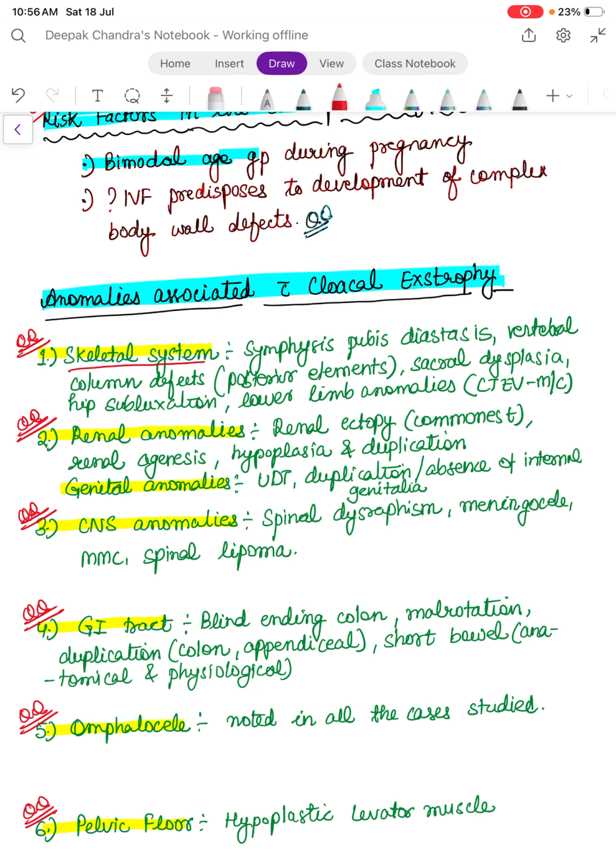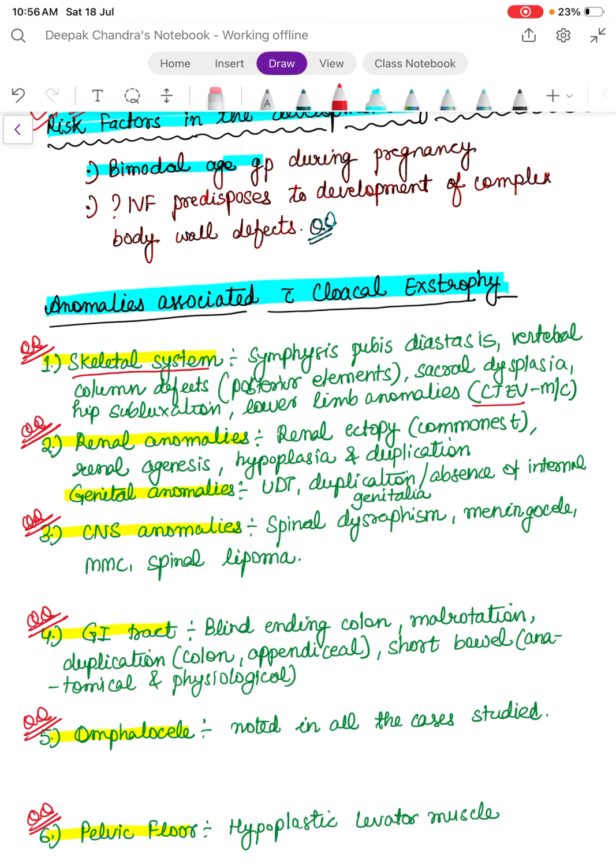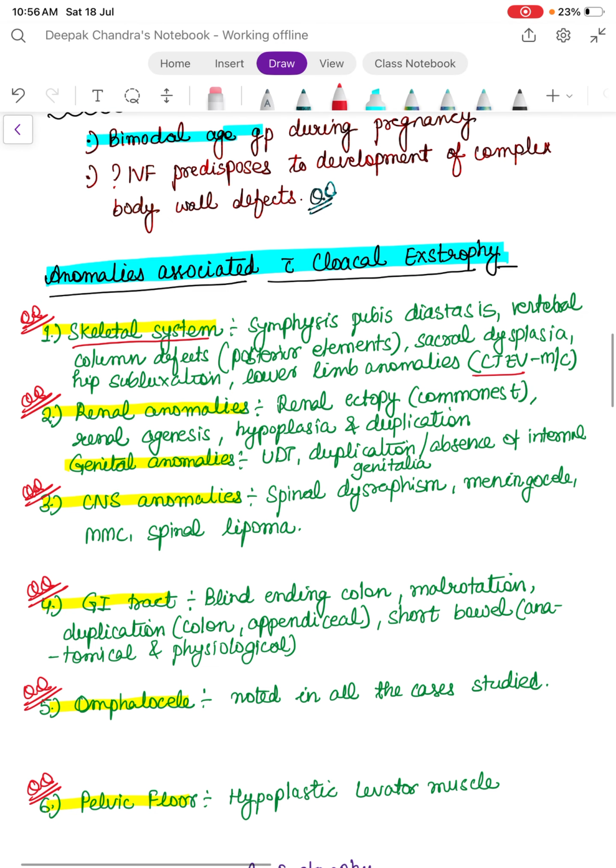And also lower limb anomalies, the commonest one among these is CTEV. Then the renal anomalies: renal ectopia is the commonest anomaly, followed by agenesis. The chances of renal agenesis are around 30 times higher than in classical bladder extrophy.